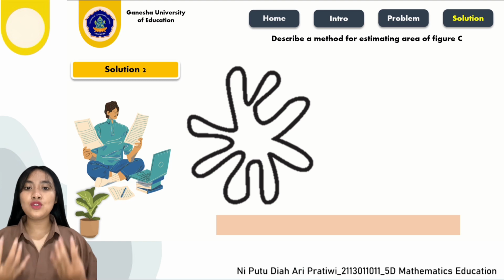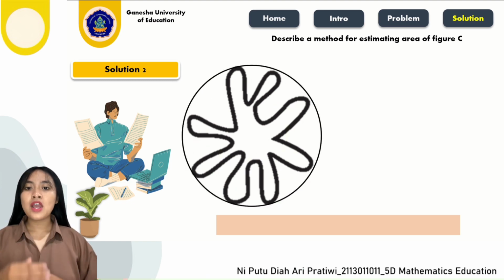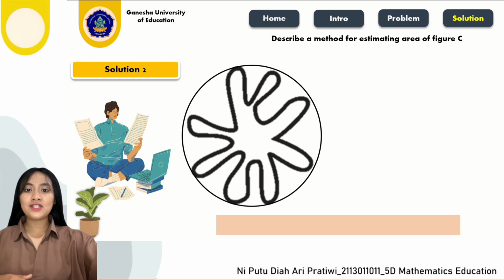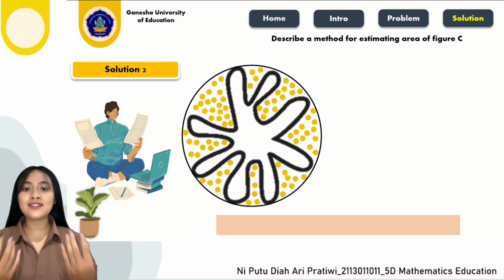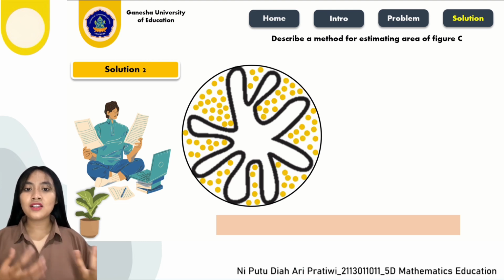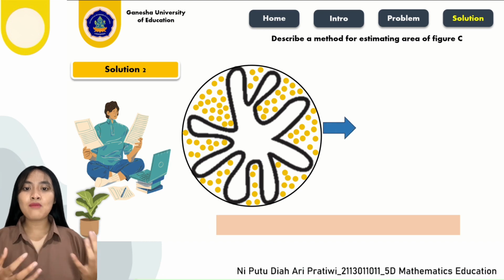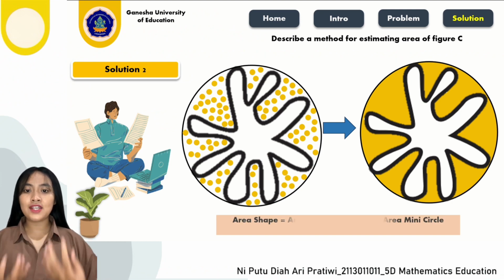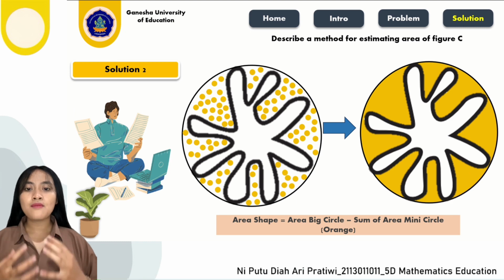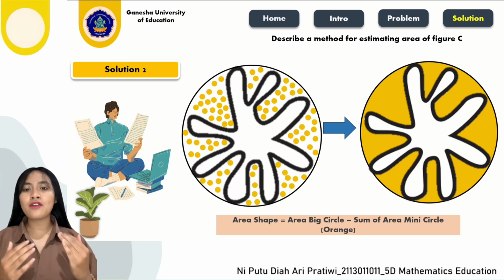The first step we must do is make a circle that surrounds figure C, like this. And then we make some mini circles with the same radius, like this, until these mini circles cover the area outside figure C and inside the big circle, roughly the same as the picture below. After that, we can find the area of figure C with a formula: area of figure C equals the area of the big circle minus the sum of the areas of the mini circles.